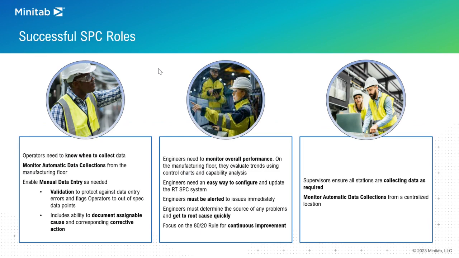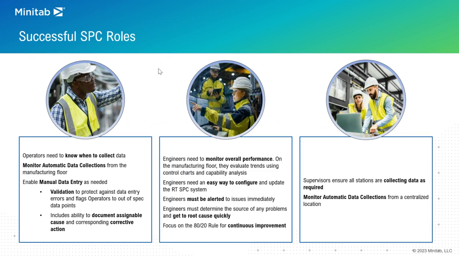You then have engineers who monitor the overall performance. They evaluate trends using control charts and capability analysis, which we will be covering here in a short second. And they need an easy way to configure and update their SPC system itself. They also need to be alerted to issues immediately. So again, it's that bad news needs to travel fast. And if they're alerted when a process is out of control or out of specification, that can trigger necessary corrective actions to be taken. And engineers must also determine the source of any problems and get to that root cause quickly.